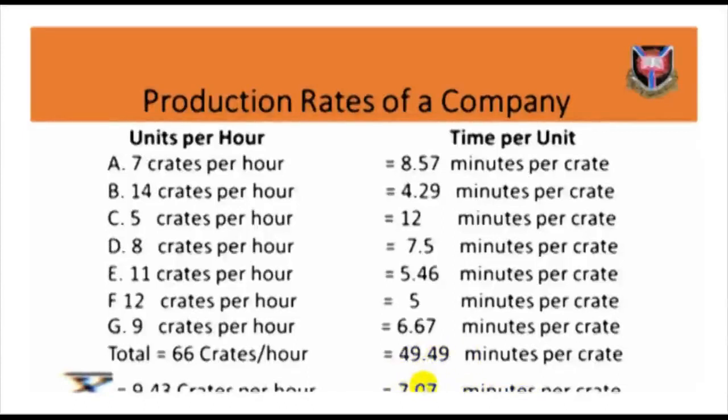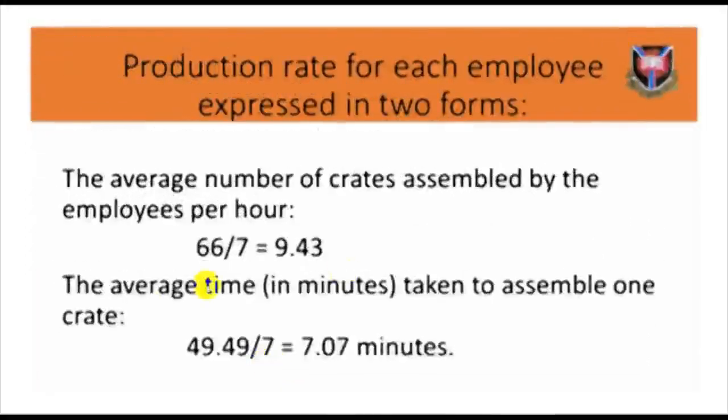7.07 minutes. To express the unit of measurement in the first series as in the second series, that is, to express the average crates per hour in the form of minutes per crate, observe the following calculations. 1 hour equals 60 minutes. 9.43 crates per hour implies 9.43 crates equals 60 minutes. Therefore, 1 crate will be equal to 60 divided by 9.43, which is equal to 6.36 minutes.